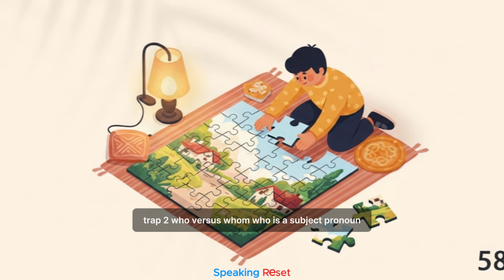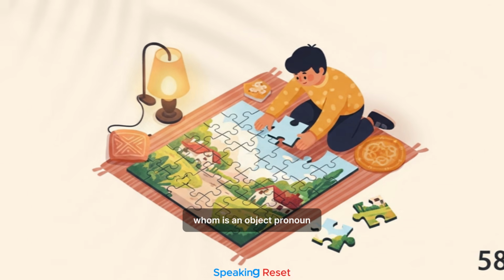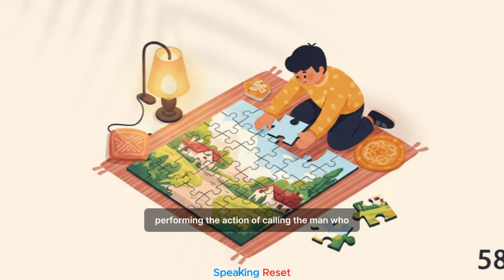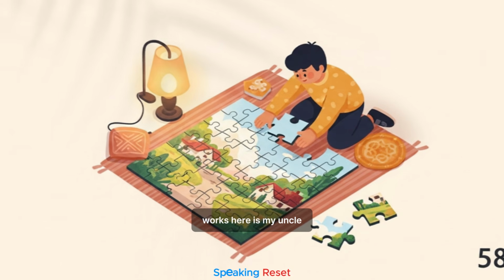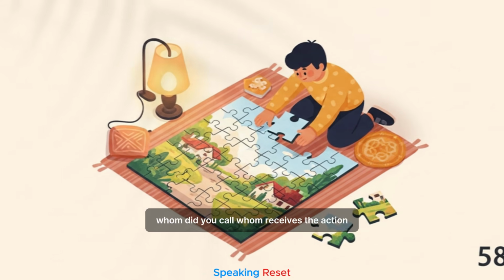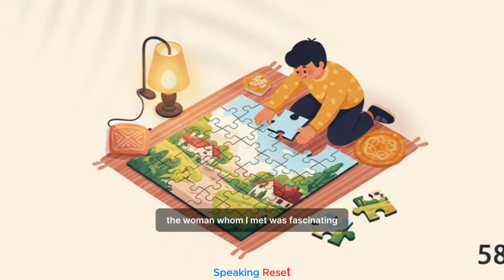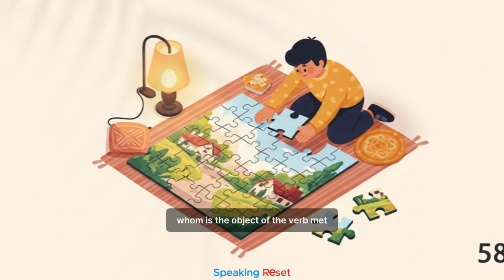Trap 2. Who versus whom. Who is a subject pronoun. Whom is an object pronoun. Who called you? Who is the subject performing the action of calling. The man who works here is my uncle. Who is the subject of the relative clause. Whom did you call? Whom receives the action. The woman whom I met was fascinating. Whom is the object of the verb met.